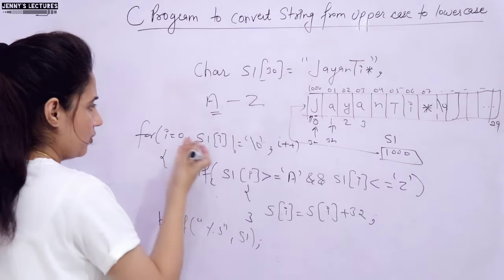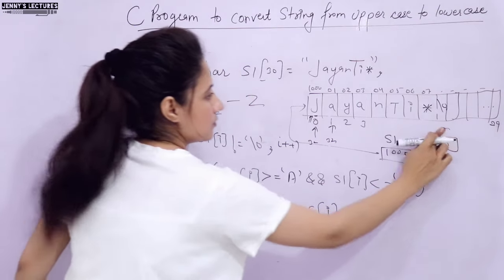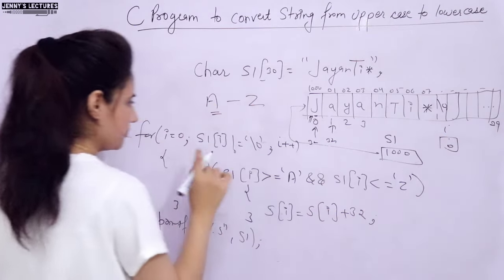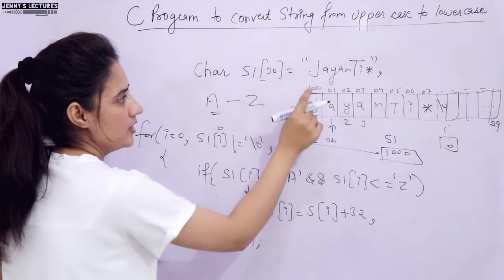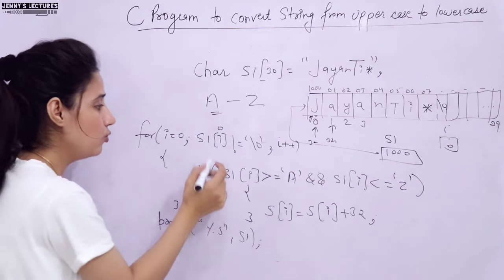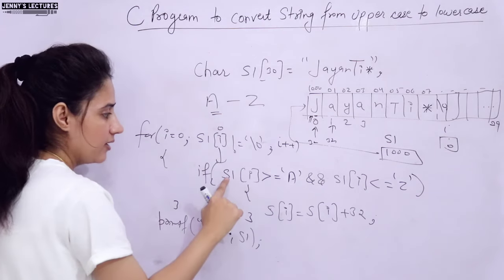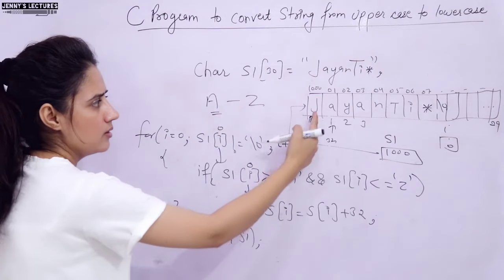Now see, let me run this program. First of all, i is 0. Now S1 of i, S1 of 0, S1 is this string, index 0 is this. Is this null? No. Not equal to null? Yes, condition true. Enter here. Now check: S1 of i, S1 of 0, greater than or equal to A?